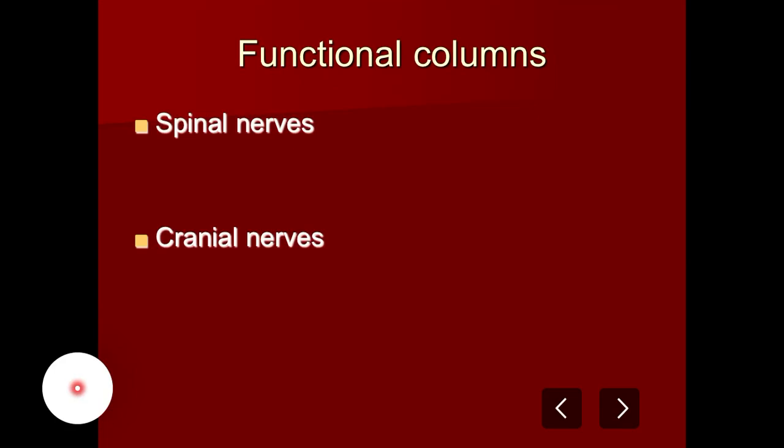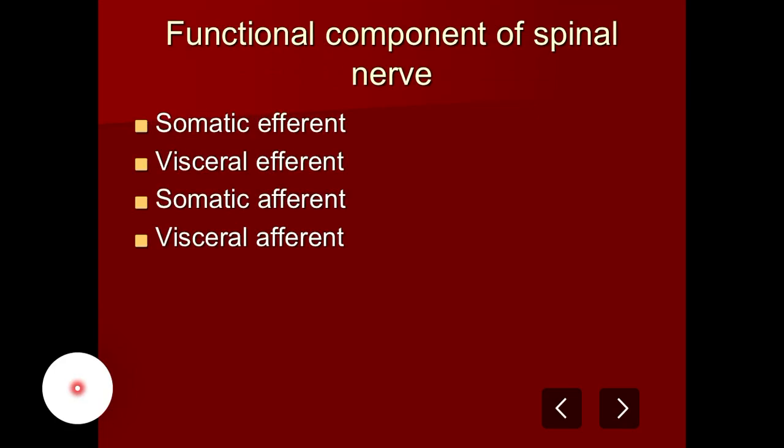For a cranial nerve or spinal nerve, it is the function that has been assigned or carried out by each cranial nerve or spinal nerve. So when you're talking about the functional components of a spinal nerve, it is four: somatic afferent, visceral afferent, somatic efferent, and visceral efferent. When I am describing it, it seems to be a bit difficult, but it's very easy. Just remember it like that.